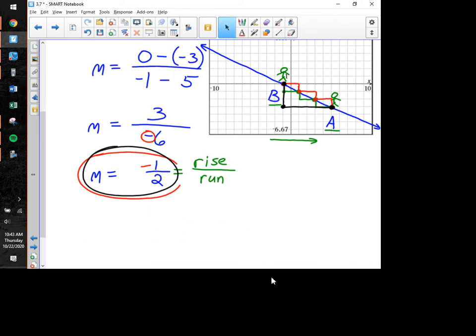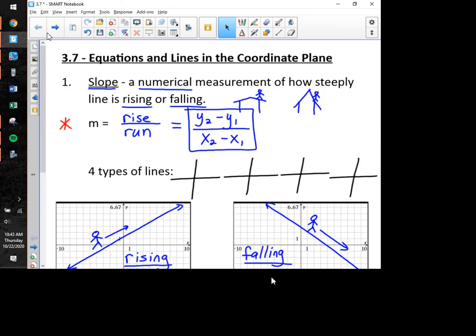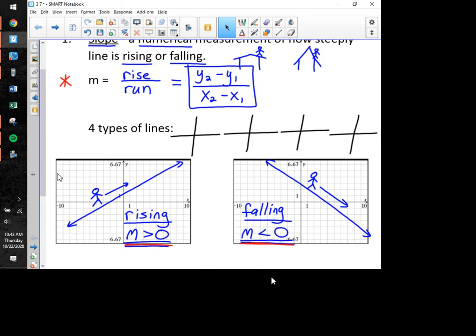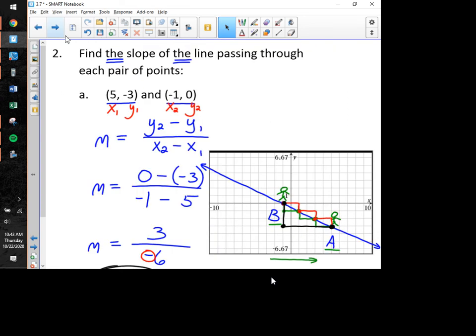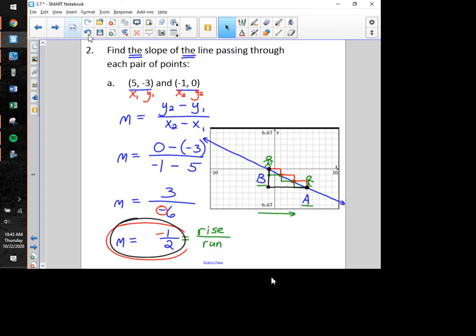Last thing real quick, everybody, ask yourself, are you standing here on a line that's rising or falling or horizontal or vertical? The answer to that is it's a falling line as we read it from left to right. And we said on the previous slide that a falling line in the bottom right-hand corner here is always going to have a negative slope. And sure enough, that's what happened in this case. This was a falling line, and we ended up with a slope that was negative.